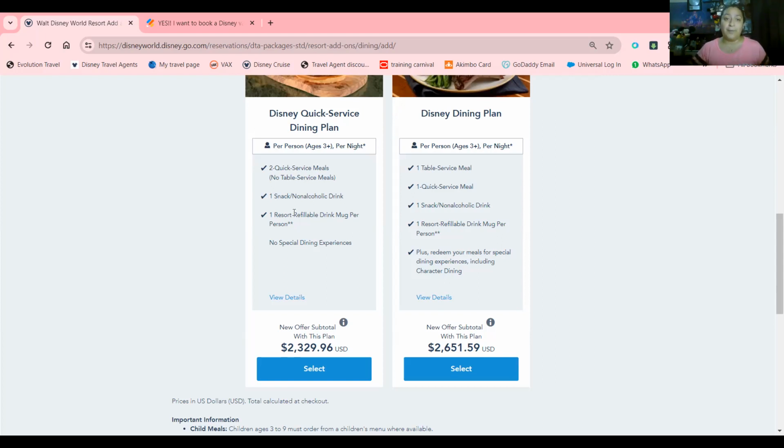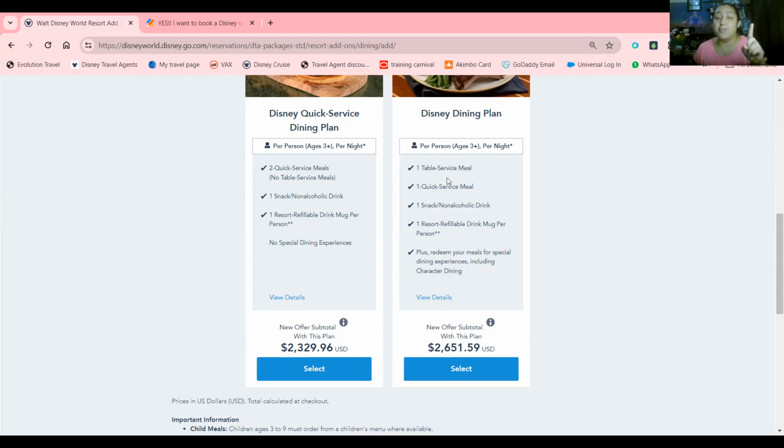Okay. For the quick plan, you do have the 2 quick service meals, which is maybe you want to get a burger or a sandwich, something like that. The snack, which is maybe a cookie or an ice cream. You get the mug, and it's telling you right there, no special dining experience, meaning that you will not get to sit and have a character come to you, take pictures, and interact with them. Okay, for $300 more, because you guys can see the difference right here, about 300, you are able to go ahead and get that experience.